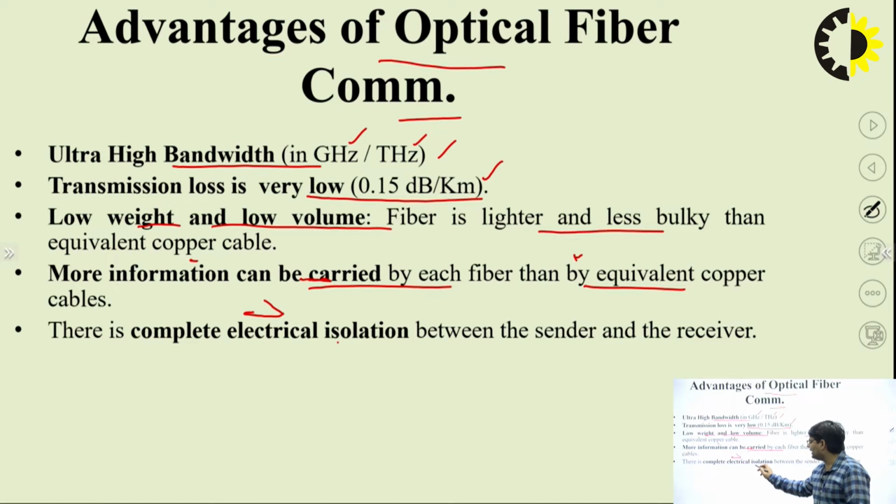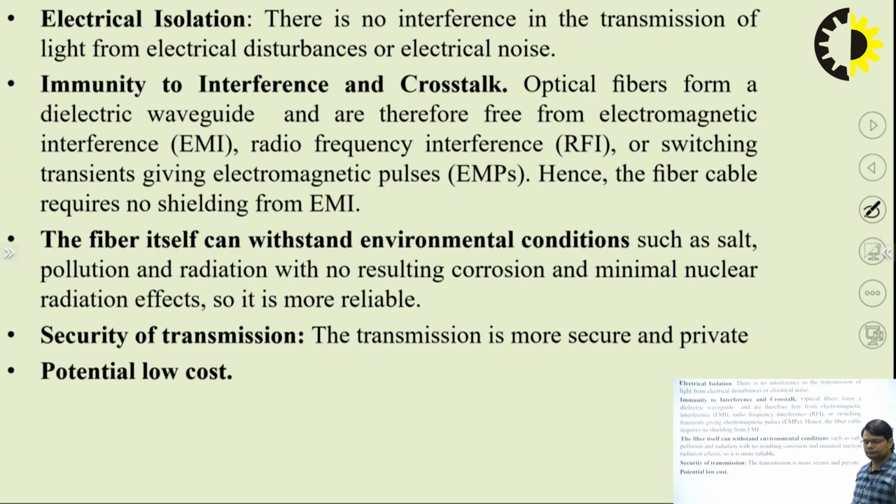Next is complete electrical isolation. So basically optical fiber we use for the optical communication is made up of glass or plastic, which are electrically insulated or provide electrical isolation. Next is free from interference. As we know that optical fiber cable is free from electromagnetic interference, because the material used here is glass or plastic, which are free from electromagnetic interference or any kind of electrical disturbance.